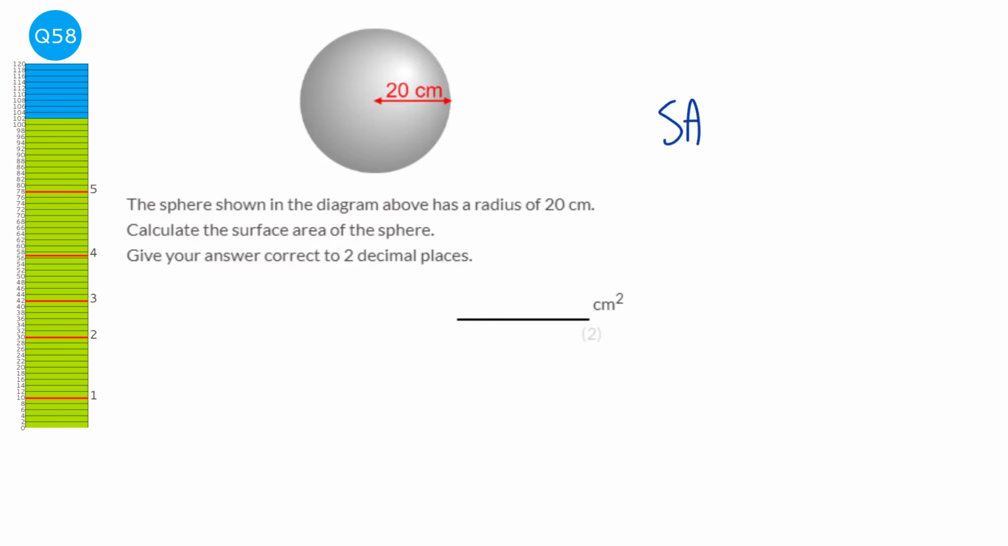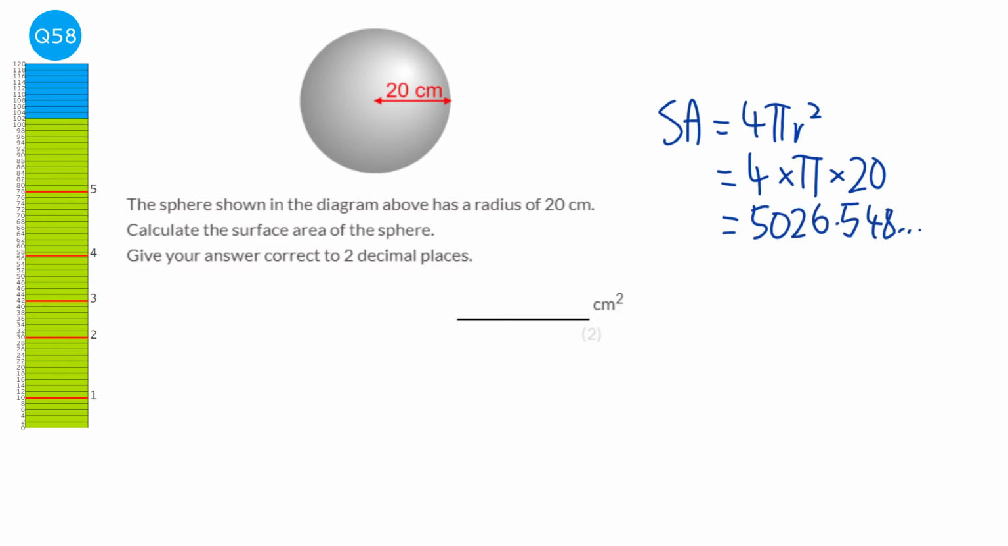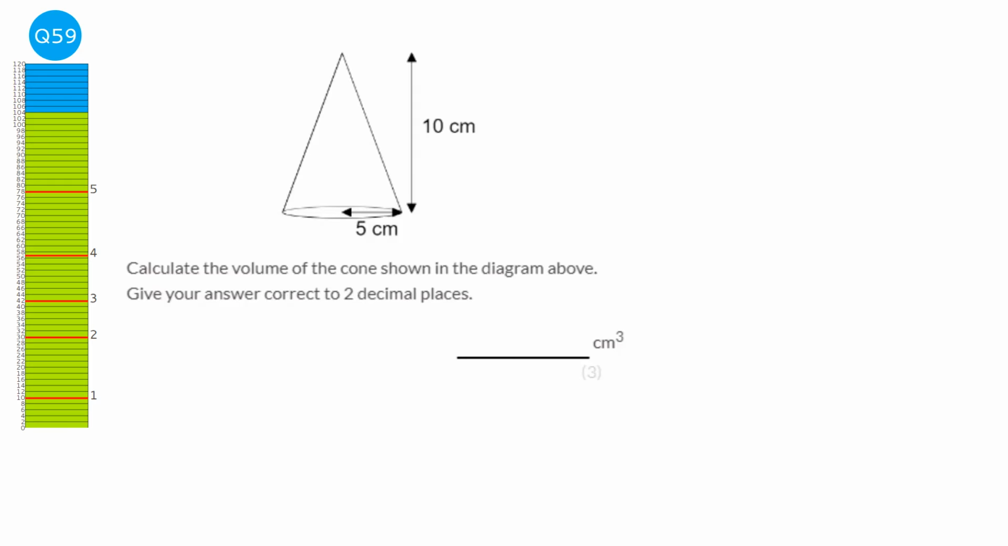The surface area of a sphere is found with the formula 4 pi r squared, with r being the radius of the sphere. So we're going to do 4 times pi times the 20 squared, and that gives us 5026.548 and so on. And when we round that to two decimal places, we get 5026.55 centimeters squared.